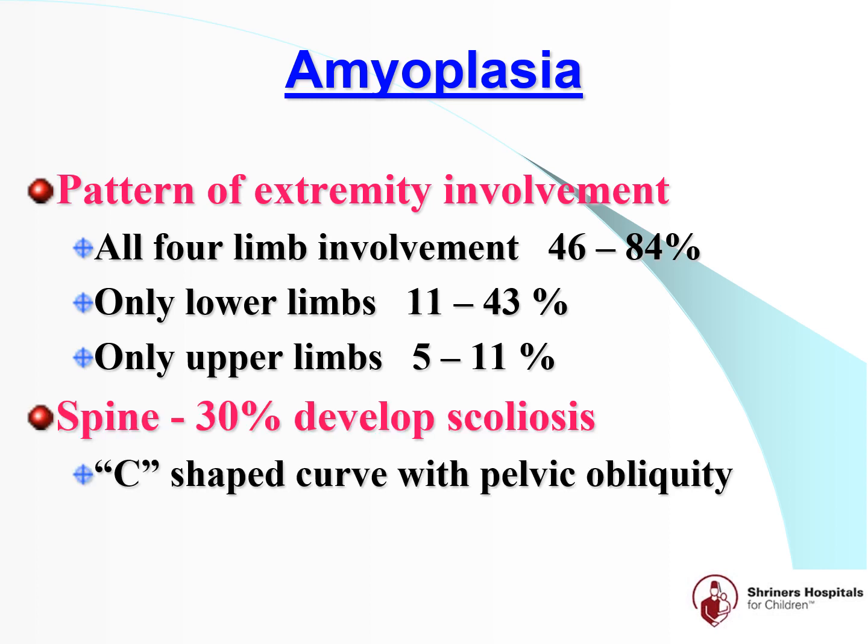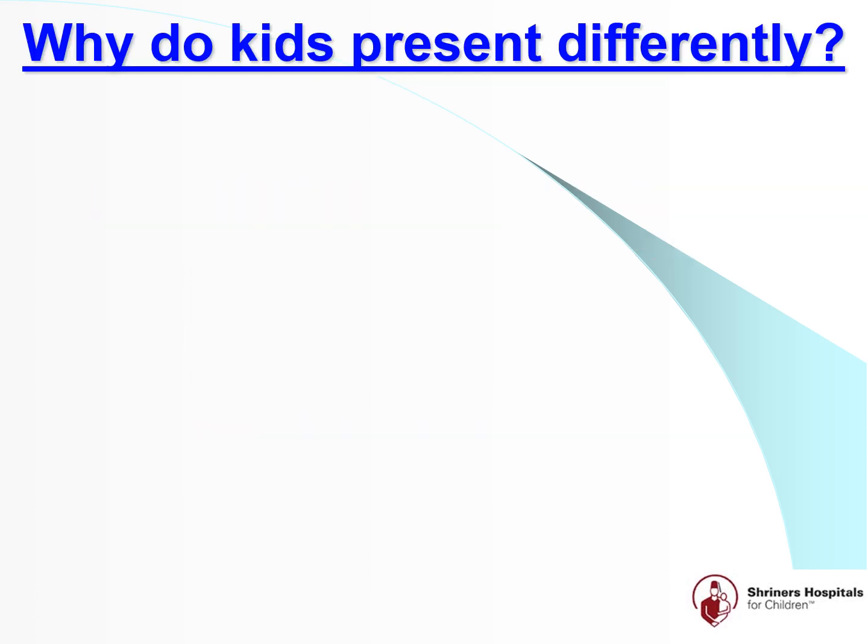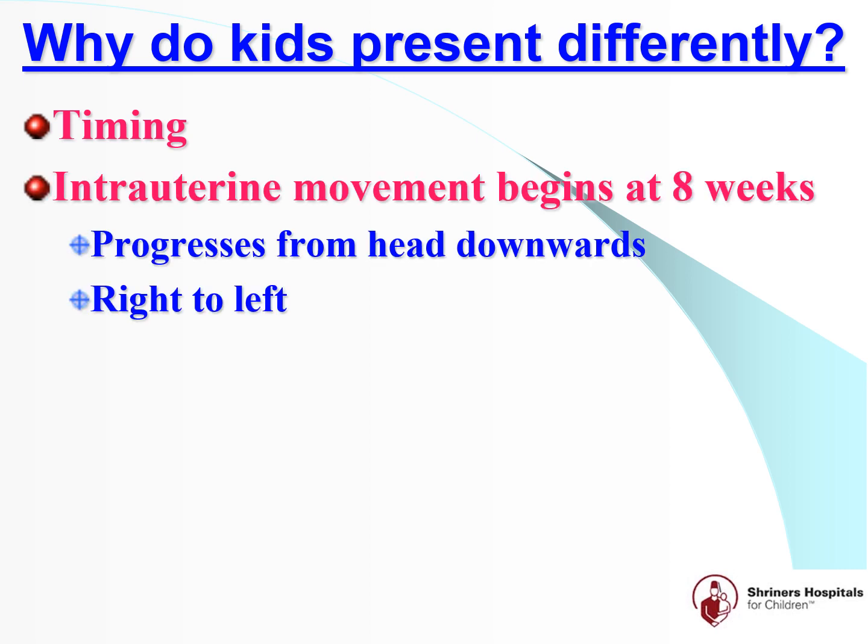There can be scoliosis in up to 30% of the children, and sometimes they can be born with a scoliosis that reflects the position that they were in intrauterally. Why do these children present so differently? It has to do with the timing of whatever caused the abnormalities.